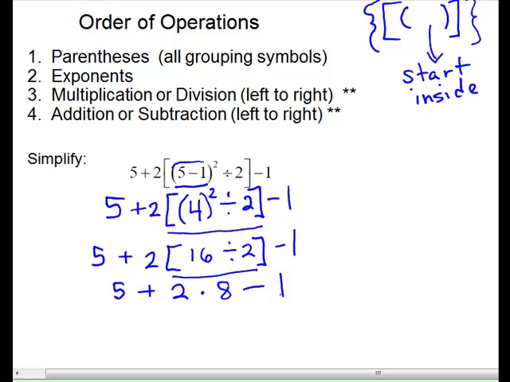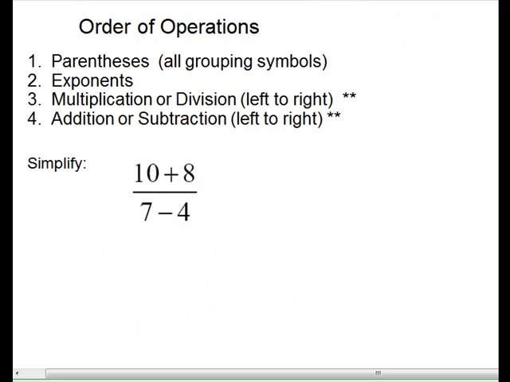We have no exponents for level 2. Third level, multiplication or division. We do have a multiplication. 2 times 8 is 16. And then we will add and subtract left to right. So 5 plus 16 is 21 minus 1 gives us 20.